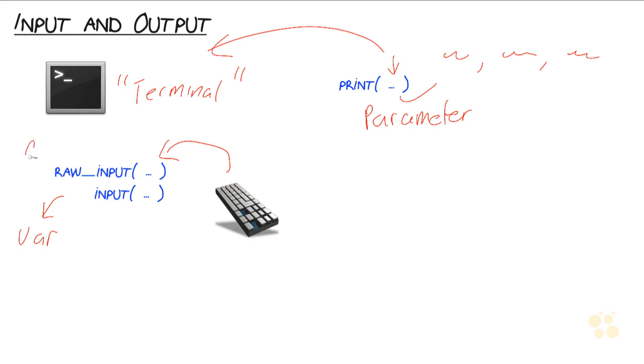Raw_input only exists in Python 2.x, and actually in 3.x, input is the same as raw_input. Input in 2.x is a little bit different. So we need to use both commands since we're working in 2.x inside of this framework. But primarily we're going to work with raw_input. Just note that if you're working in Python 3, raw_input does not exist, and you're just going to use input without that raw underscore in front of it.